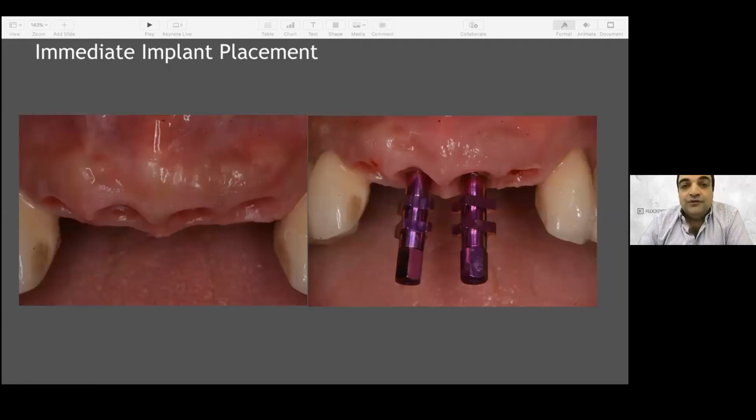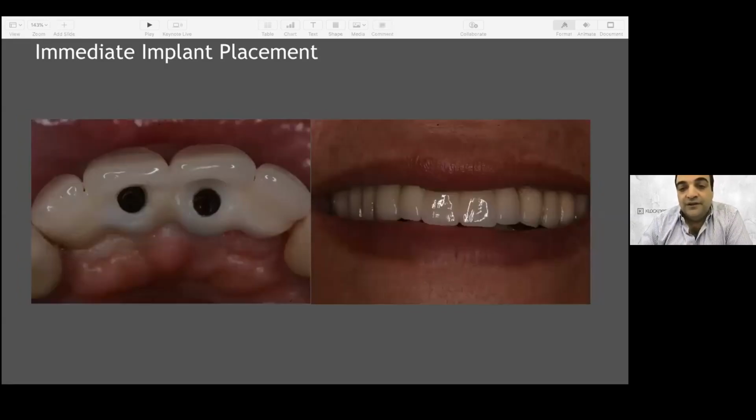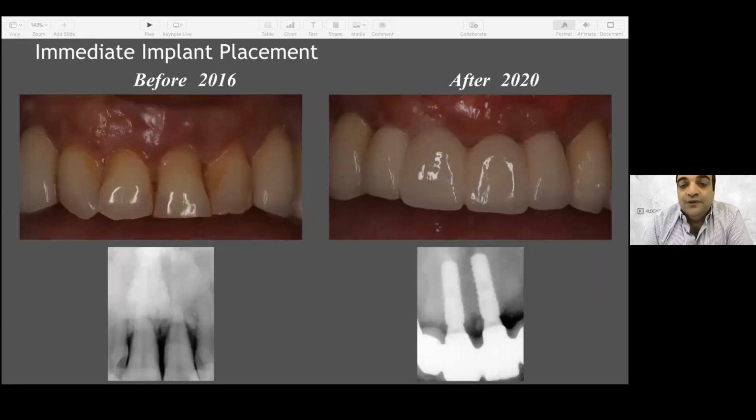We are going to take the impression, and we are going to deliver our final bridge. And this is the bridge after 4 years. Look at the stability of our hard and soft tissue after 4 years using the immediate implantation, immediate loading technique.